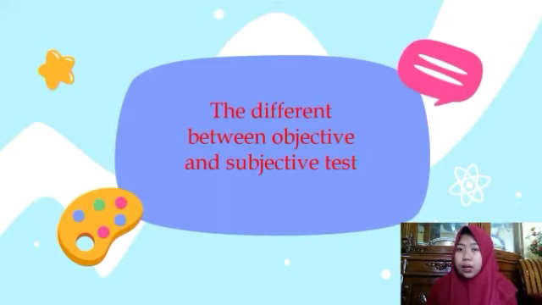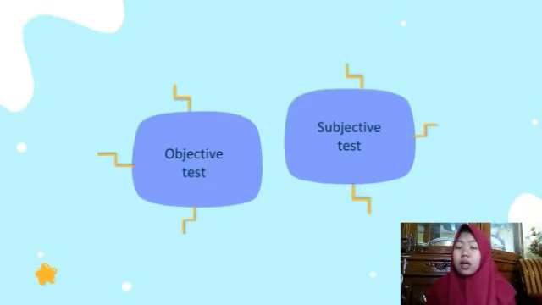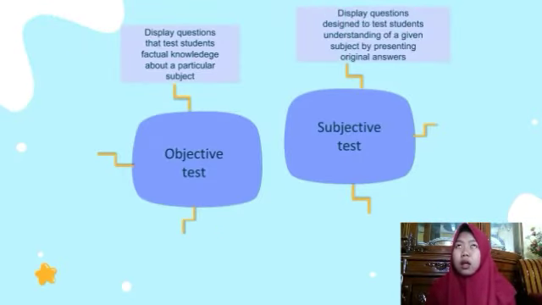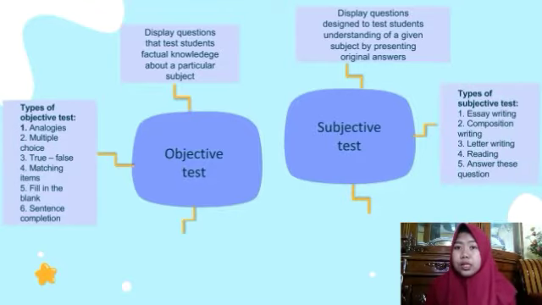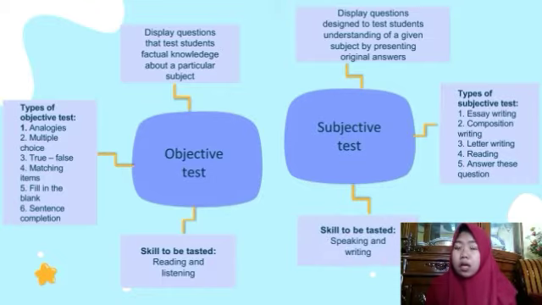The question number 1, the difference between objective and subjective tests. Objective tests display questions that test student factual knowledge about a particular subject. These questions can be asked in the form of multiple choice, true or false, or limited answers, and there is usually only one correct answer.